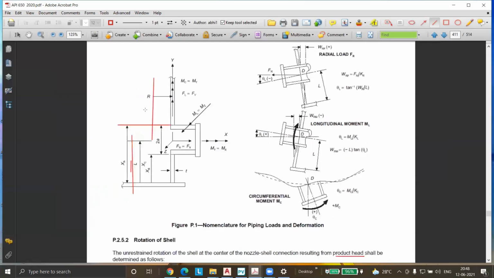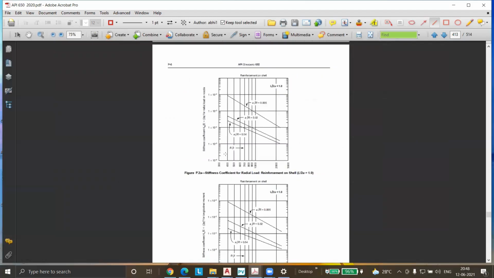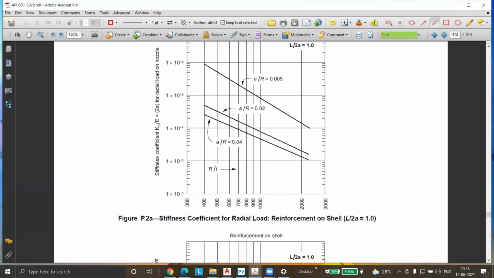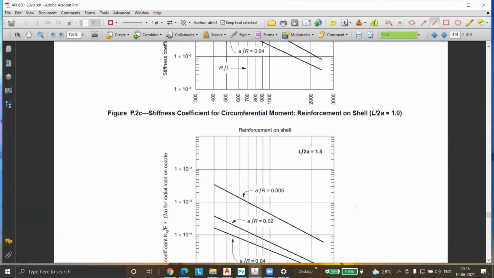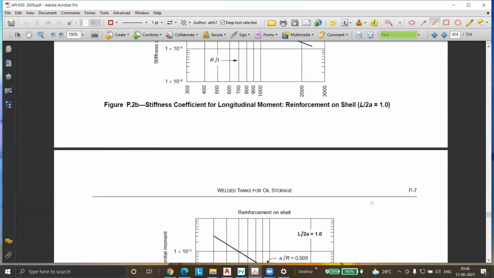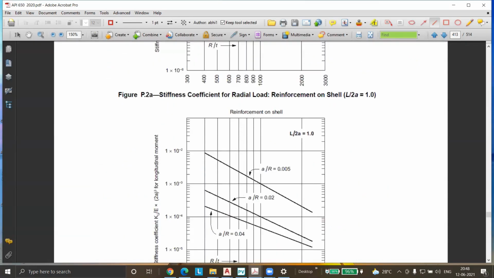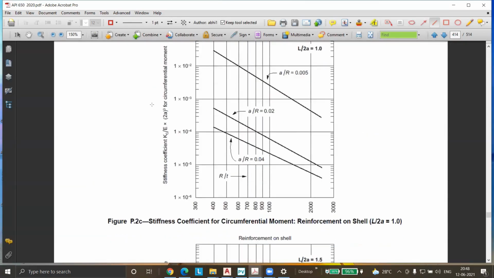L by 2A will give me this value, this ratio. If the ratio is changing, I need to refer to a different figure, because the L by 2A will change. So there are three different coefficients, KR, KL, and KC, which we need to calculate. How do we calculate that?